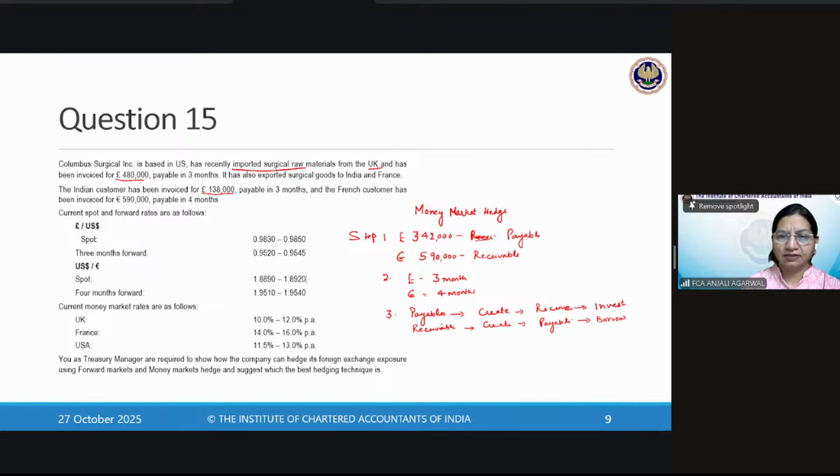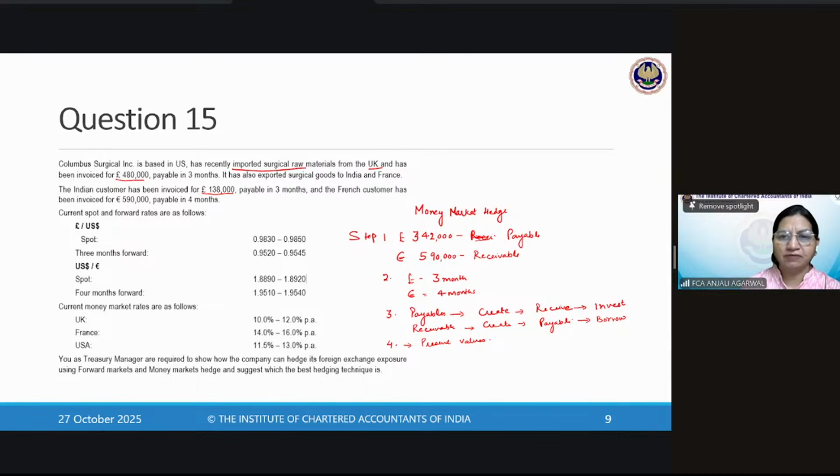Once you have calculated the third step, whether you have to create a receivable or a payable, the next step is: not exactly 590 you have to borrow, not exactly 342 you have to invest. You have to borrow or invest the present values of the amount. So the next step is to calculate the present value. So if you have to invest 342,000 receivable, you have to create it after 3 months. So you don't have to invest exactly 342.